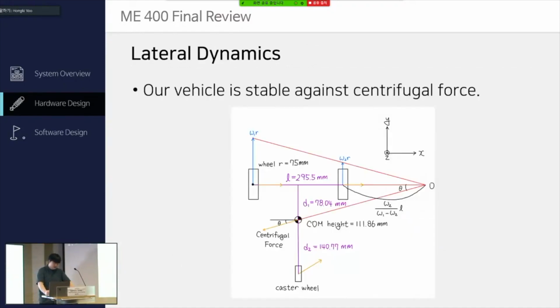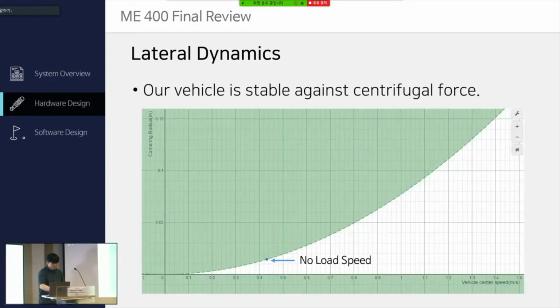We also checked that it does not roll over during rotation or cornering. The graph shows the safe range of cornering radius for each vehicle speed. Pivot turn is the case of zero vehicle speed, which basically means that the vehicle will never roll over during pivot turn.